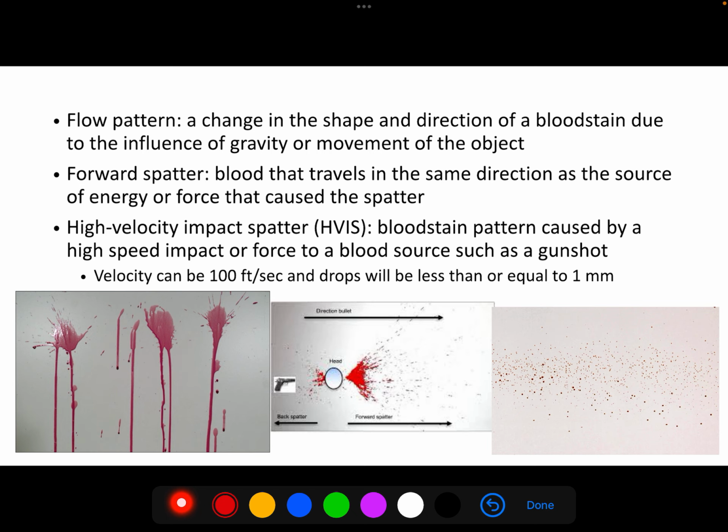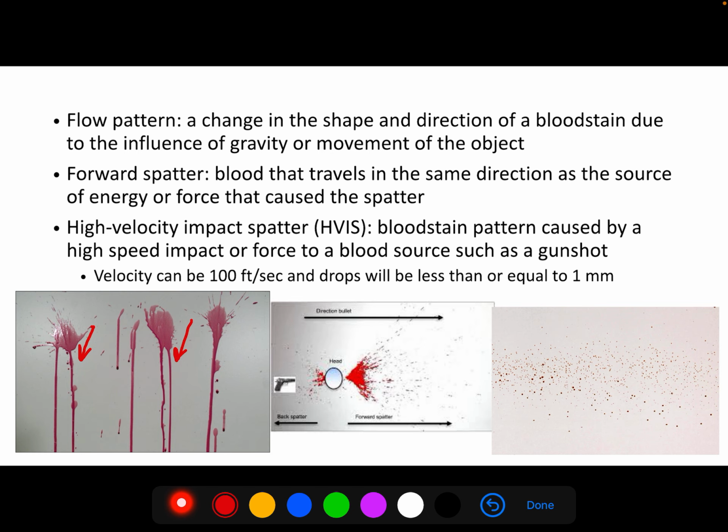We also encounter flow patterns. This is going to be due to gravity, but it's a change in the shape and direction of a blood stain due to the influence of gravity or movement of an object. So here you can see there was blood deposited on the wall, and gravity causes these trails to move downwards and simply pull blood down in a stream. This could also happen if blood is on the outside of a car and the car drives off. The air moving past the car causes it to trail just like this.